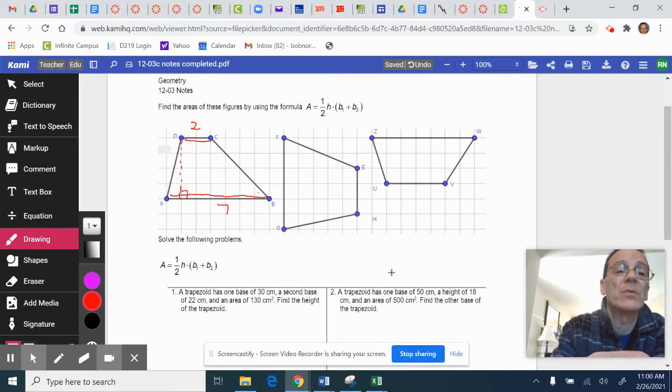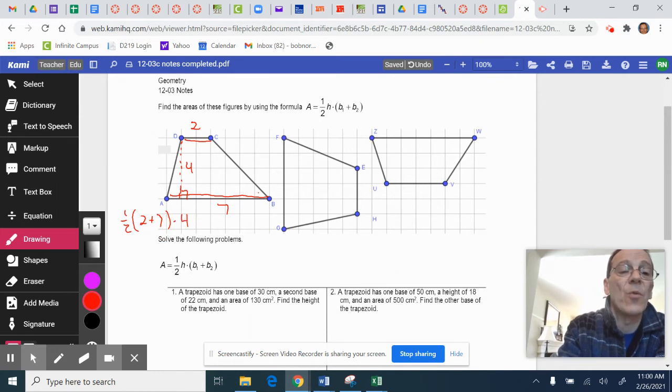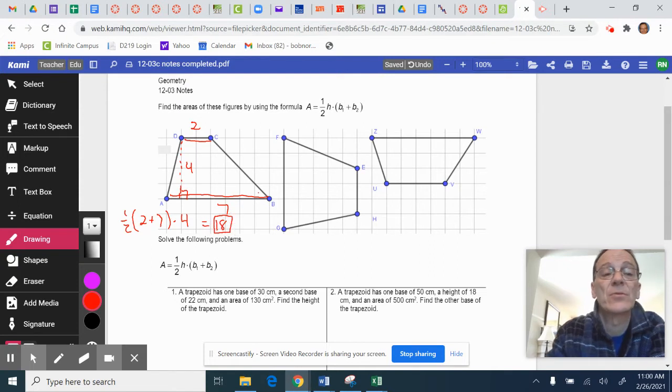How long is that? 1, 2, 3, 4. And so the area of this trapezoid, 1/2 times the sum of the bases, 2 plus 7, and then times the height, which is 4. 1/2 times 4 is 2. In the parentheses is a 9. 2 times 9 is 18. There's the area of that trapezoid.